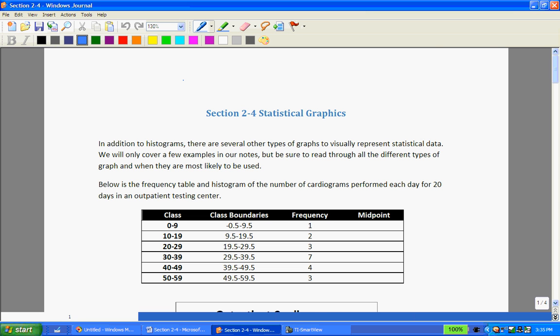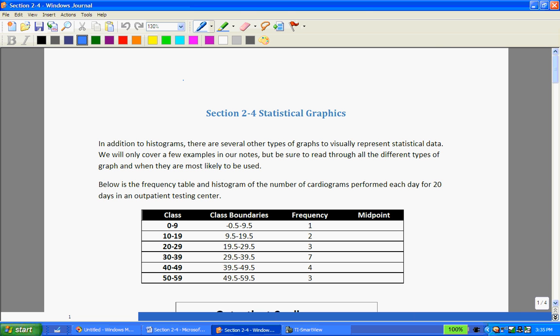Section 2.4, Statistical Graphs. So we've worked with histograms already based on frequency distributions, but of course there are several other ways and other types of graphs to visually represent data. We're only going to take a look at a few of them in our notes, so be sure to read through all the different types of graphs and when they're most likely to be used.